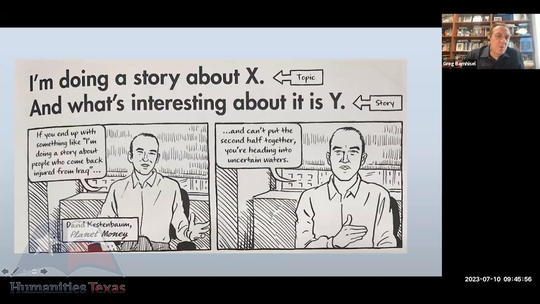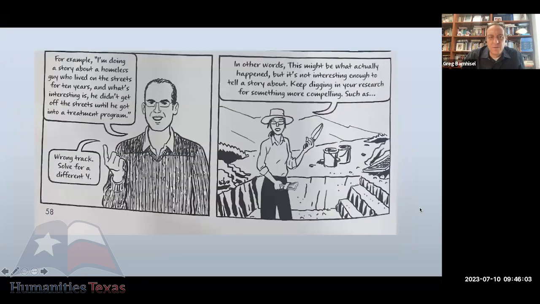So here's an example. If you end up with something like, I'm doing a story about people who come back injured from Iraq, and if you can't put the second half together, you're heading into uncertain waters. For example, I'm doing a story about a homeless guy who lived on the street for 10 years, and what's interesting is that he didn't get off the streets until he got into a treatment program. Well, this wasn't as interesting to people. This might be what happened, but it's not interesting enough to tell a story about.